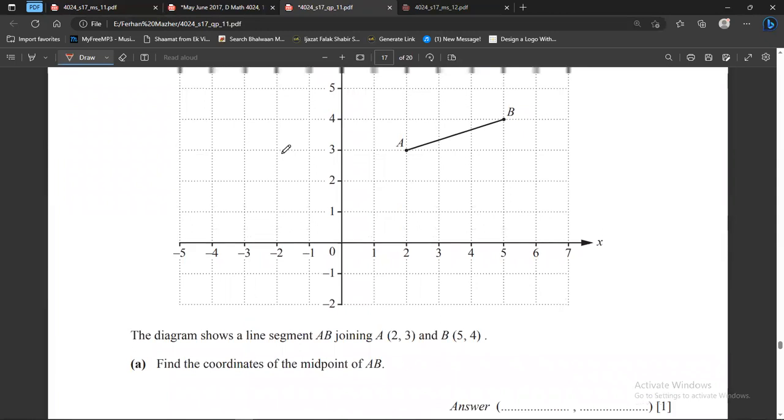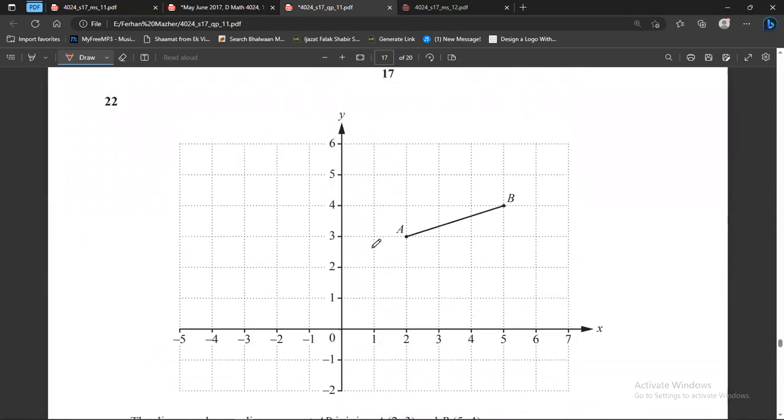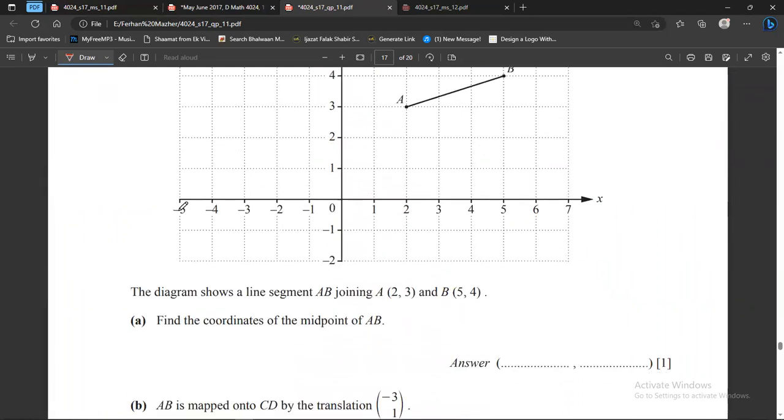We have question number 2. Here we have a grid. On this grid, we have this line. A is 2, 3, and B is 5, 4. The diagram shows a line segment AB joining the point A, which is 2, 3, and B, which is 5, 4. He says find the coordinates of the midpoint of AB.